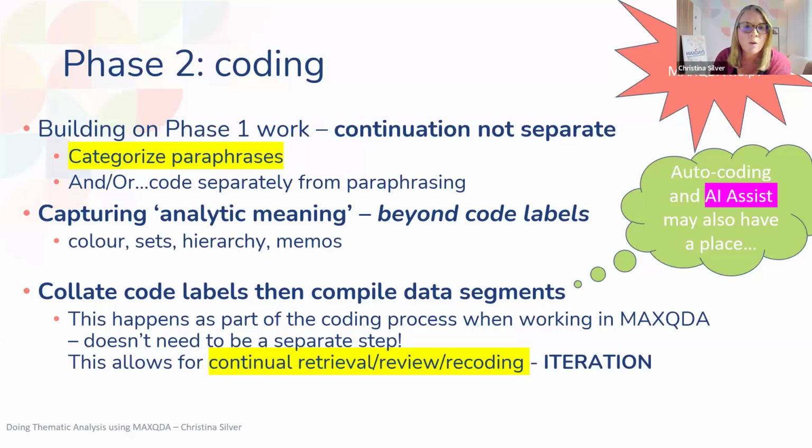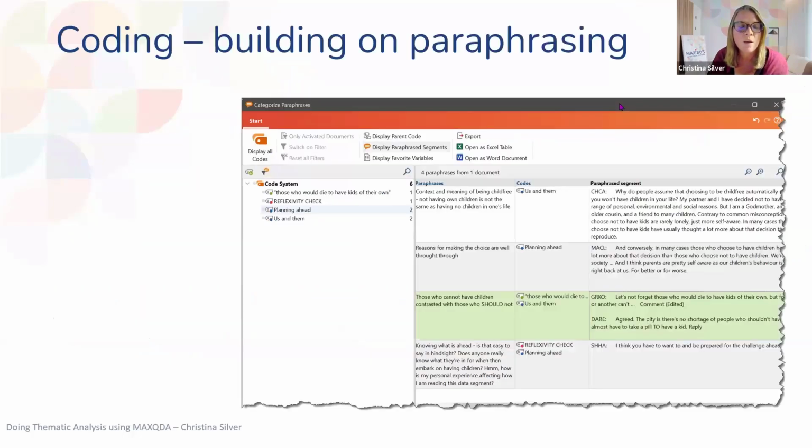It's also worth knowing, I'm sure some of you have been to other spotlights that have focused on AI assist and other auto coding options that can help us with this process. But let's focus on building on paraphrasing, because that really in a thematic analysis is a really beautiful tool in MAXQDA that really gets us from those initial analytic notes that we've made at each data item to thinking about what the codes are. And you've got a tool which is designed specifically for that, categorize paraphrases.